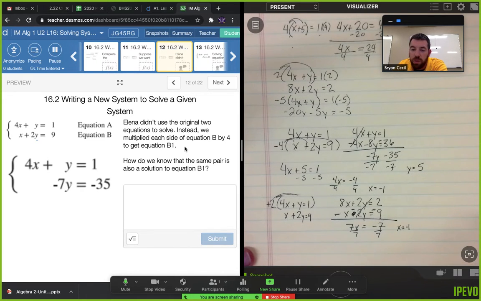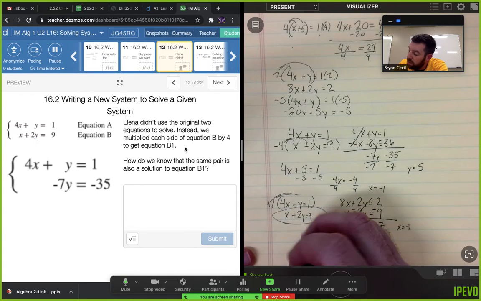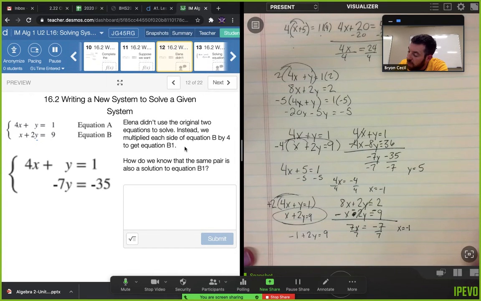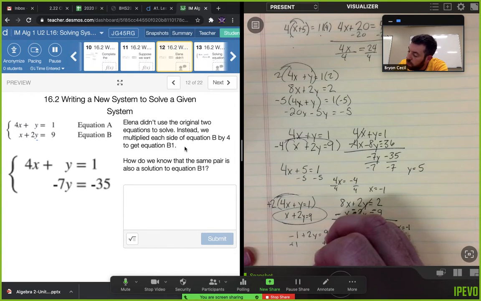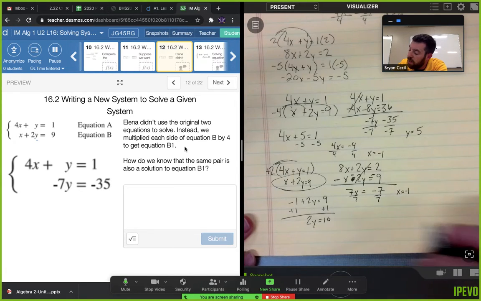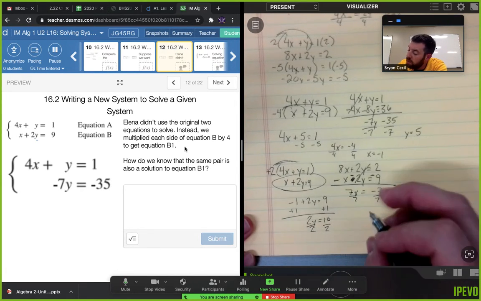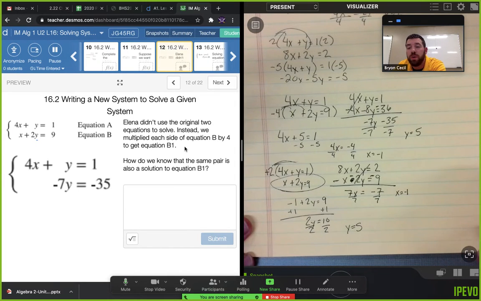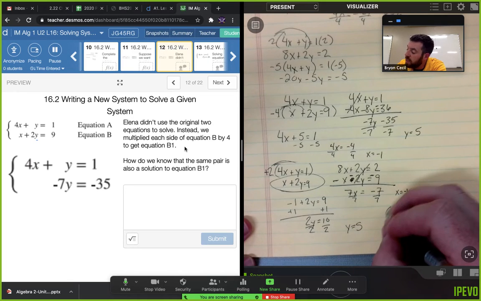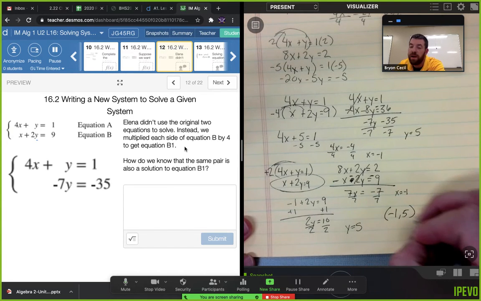Plug that into an original equation. I'm going to choose the bottom equation. So negative 1 plus 2y equals 9. Add 1. 2y equals 10. Divide by 2. Y equals 5. So even though now we chose to eliminate the y value, I'm still getting negative 1, 5.